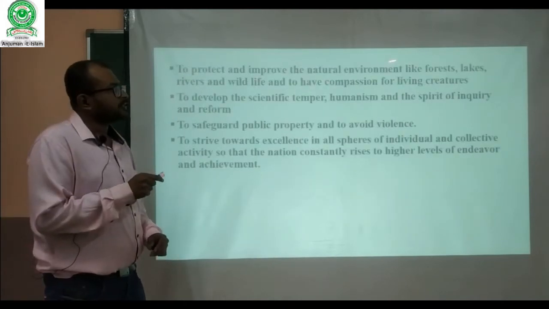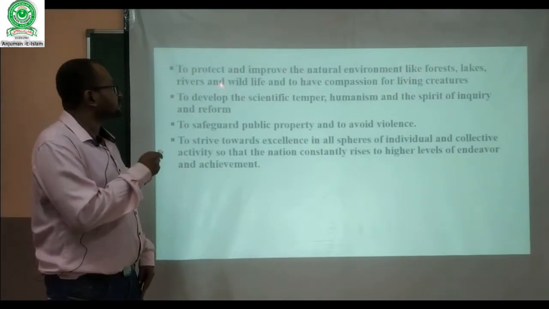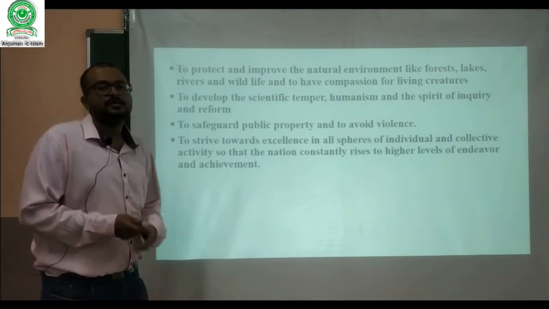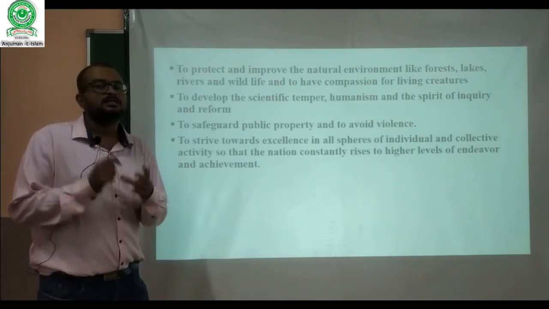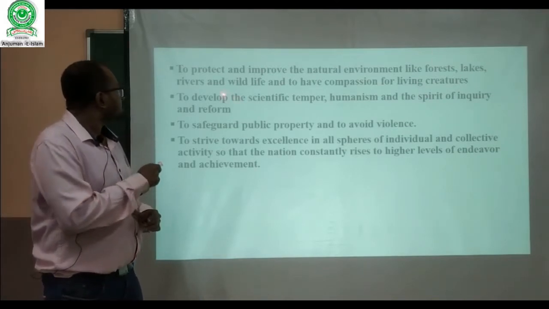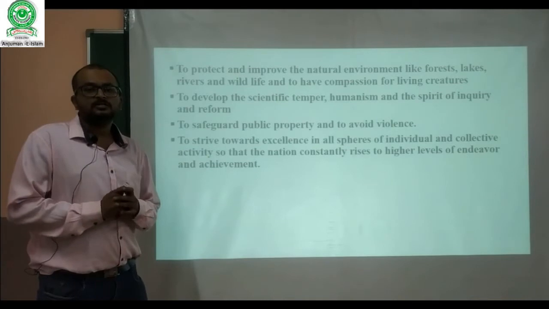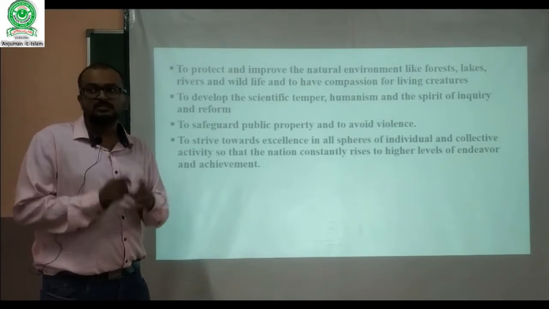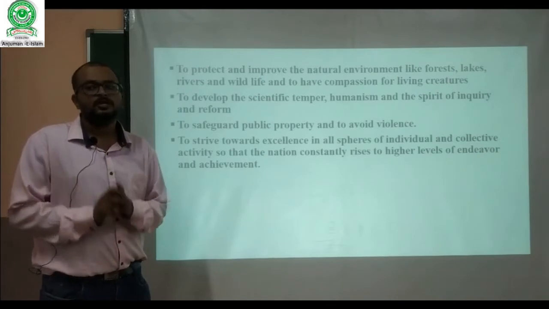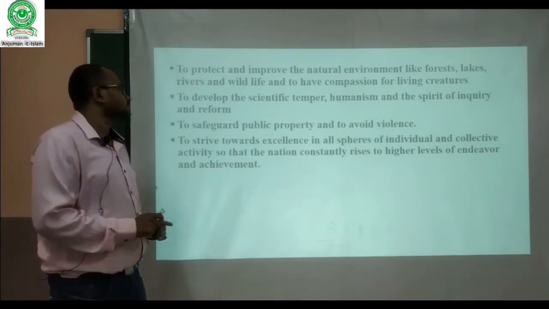To protect and improve the natural environment like forests, lakes, rivers and wildlife, and to have compassion for living creatures. We have to protect our natural resources, as nature is called a mother in India. We have to respect it. Having compassion for living creatures means we should love living creatures, which are human beings and various types of animals and birds. We should love them and treat them alike.